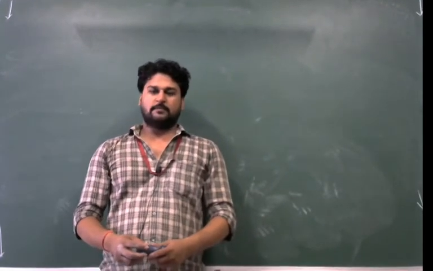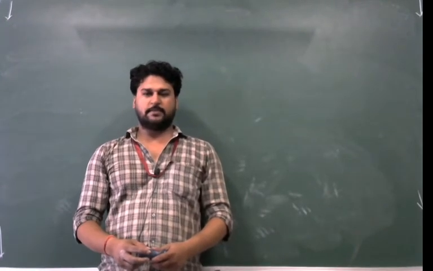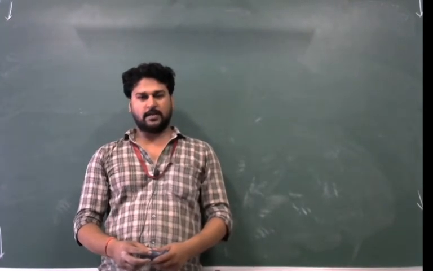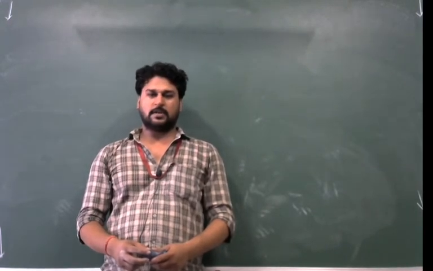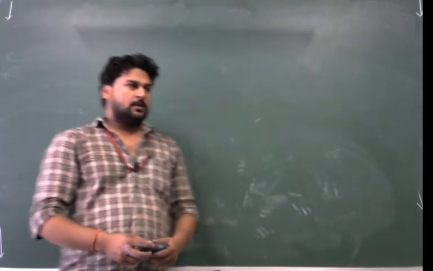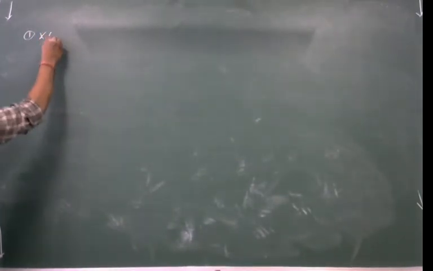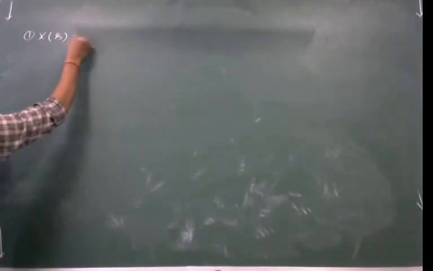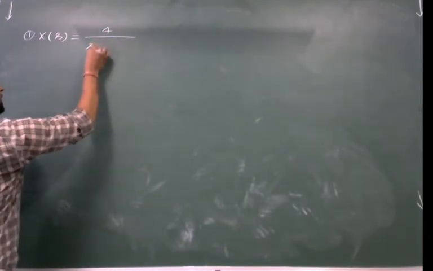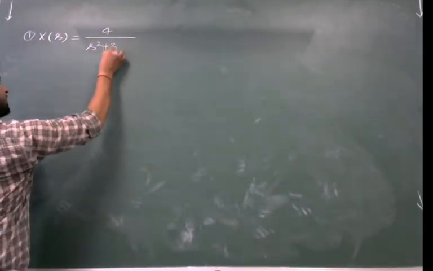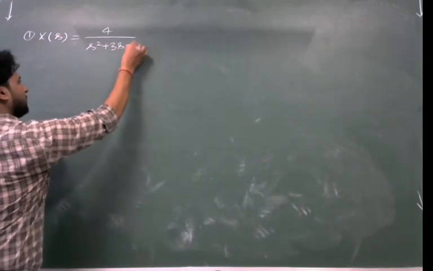So first, we will include some examples based on the initial and final value theorems of the Laplace transform. Then we will go to the inverse Laplace transform. The first example in this context says that the Laplace transform of x(t), which is X(s), is given as 4 upon s square plus 3s minus 5.